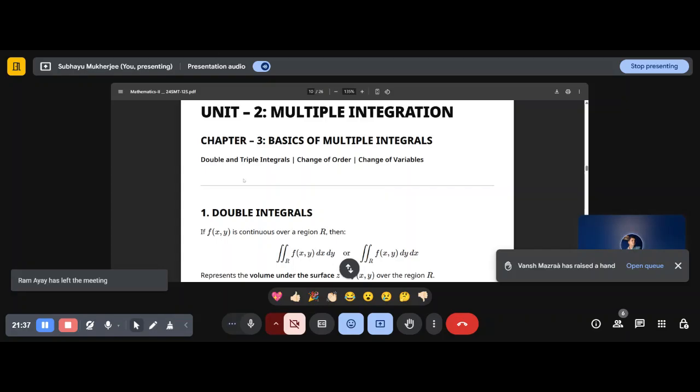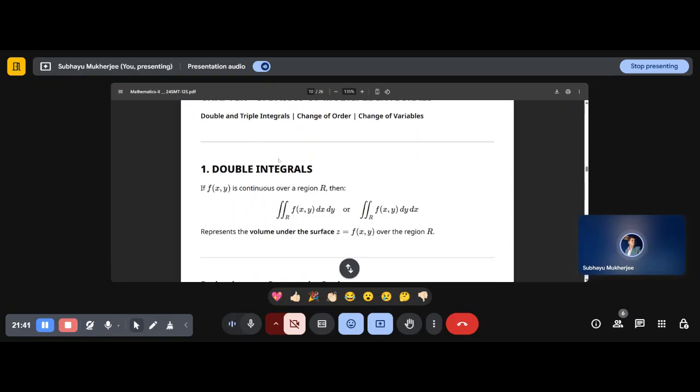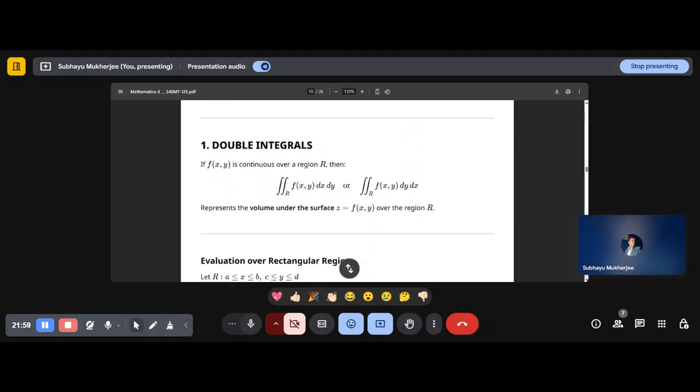So I'll continue. Unit 2, multiple integration. So what is a double integral? You already have an integration and you are integrating that integration once again. See, inside this there is already an integration with dx. So you first integrate the inner one with respect to x, and after that you integrate the result once again. So a double integral usually represents the volume under the surface z equal to f(x,y) over the region R.